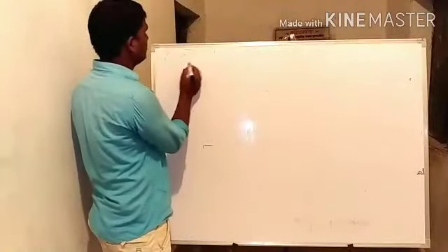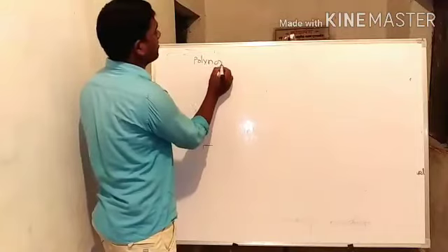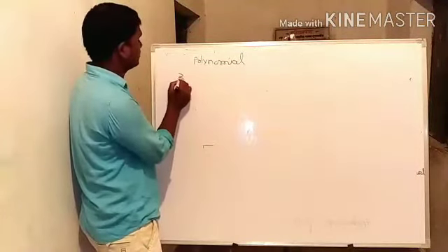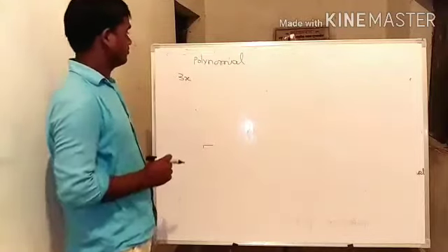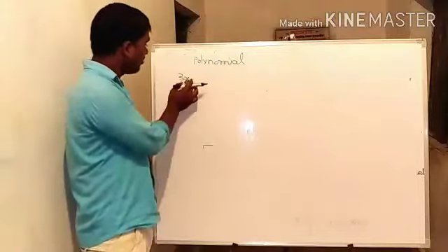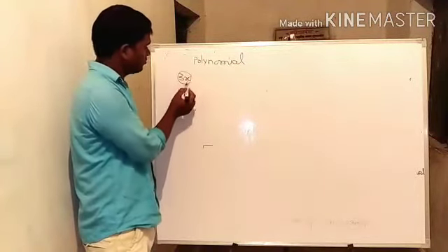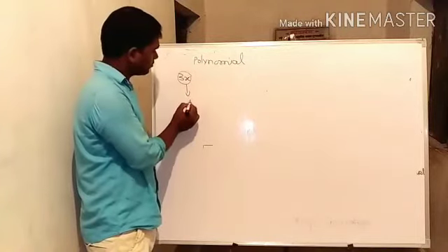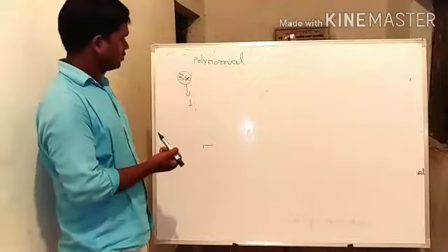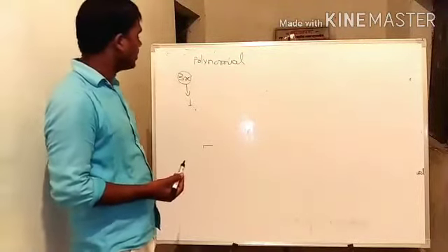Let us suppose an example polynomial, 3x. How many terms in this 3x? 1 term. In 3x there is only 1 term. So this type of polynomial is known as monomial.